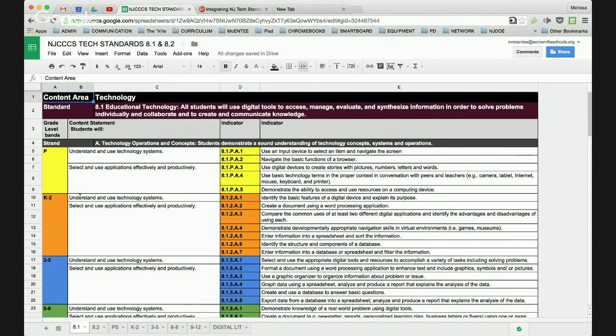I want to just explain to you the overview here, how I managed and organized this document for you to be able to take it back into your classrooms and use it in your lesson planning. So there are two standards, 8.1 and 8.2. 8.1 focuses on using digital tools to research, access, manage, evaluate, synthesize information, and then to collaborate and communicate their knowledge.